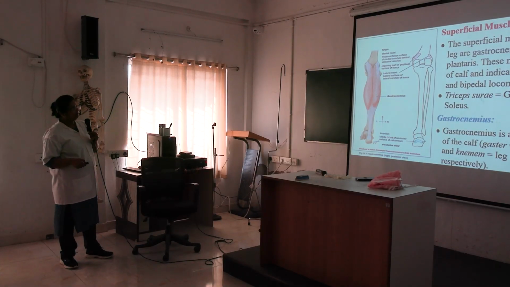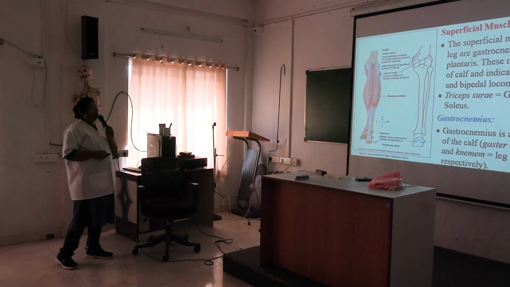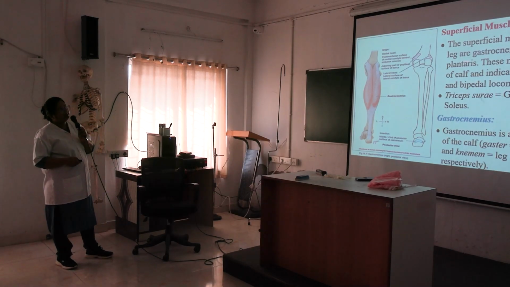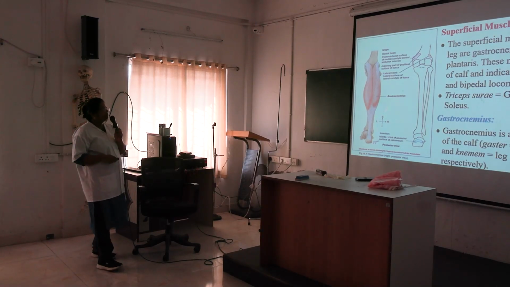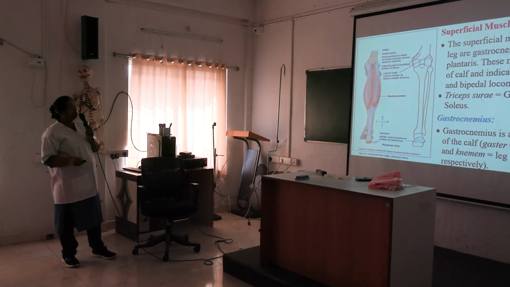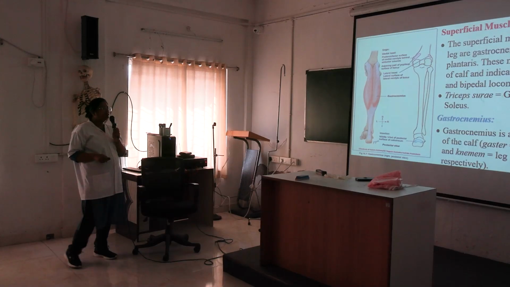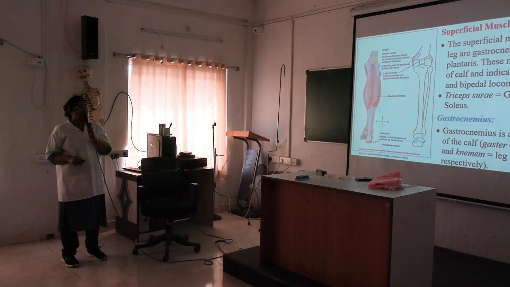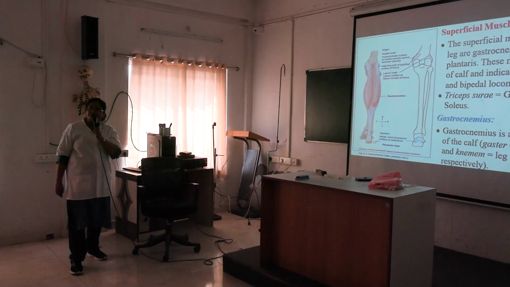Okay, so the superficial muscles of the back of the leg are gastrocnemius, soleus, and plantaris, and these muscles form the bulk of the calf. See, this bulk of the calf is formed by the gastrocnemius and soleus mainly. And this is an indicator of upright stance and bipedal locomotion. Okay, and together, this gastrocnemius and soleus is called Triceps Surae. This term is very frequently asked in your viva.